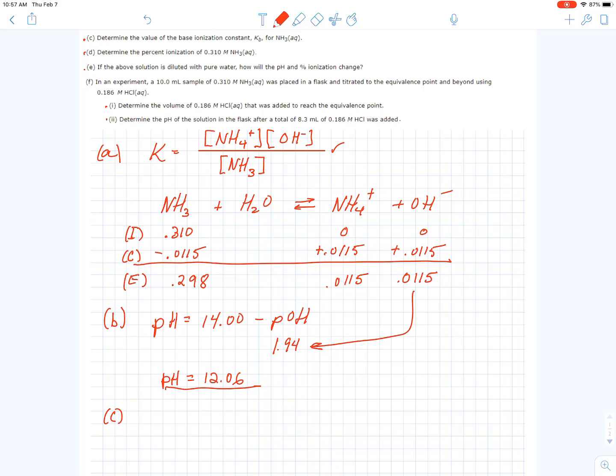Now for C, they want to know the equilibrium constant, which we've got the expression for. Let's just plug the numbers in and do the math again.